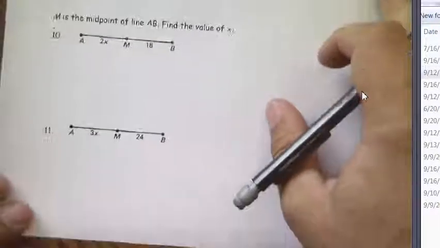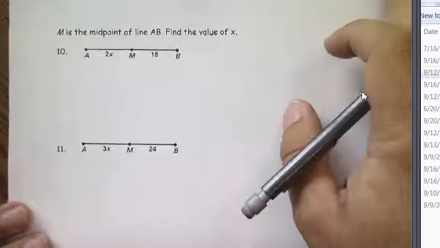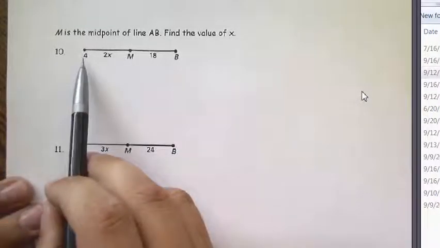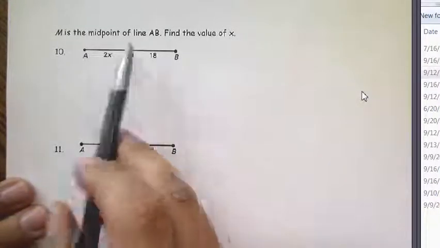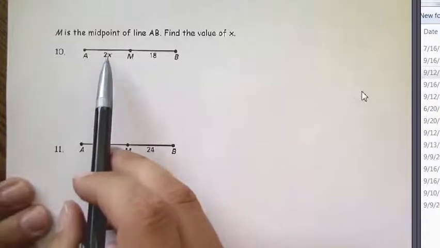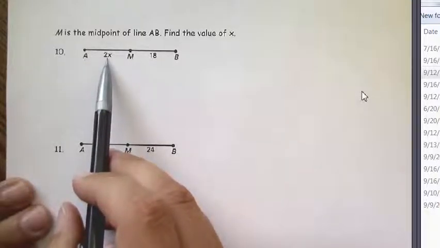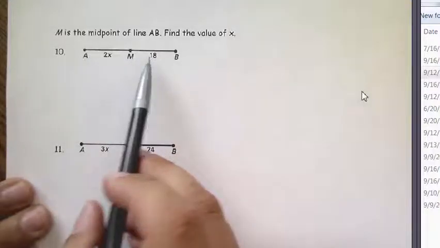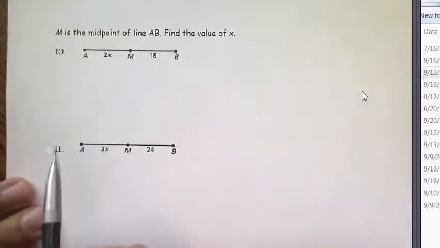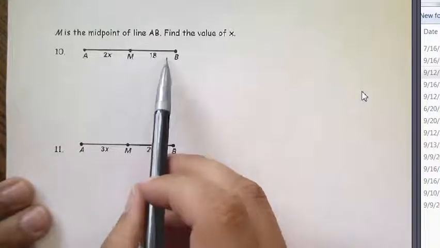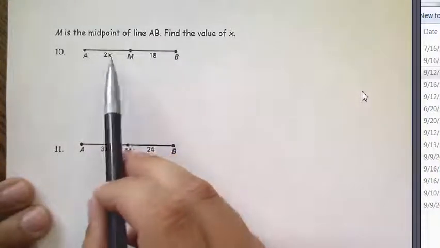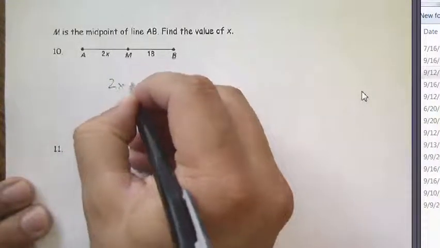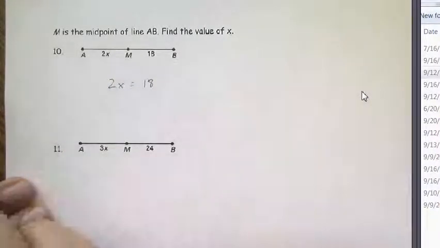But I want you to come down to number 10. We are finding the midpoint of line AB, where M is the midpoint. We're finding what 2x equals, and we're going to find the value of x. If M is our midpoint of AB, we know that both MB and AM are going to be the same. We're given MB, and that's 18. So I'm going to set it up as 2x equals 18.